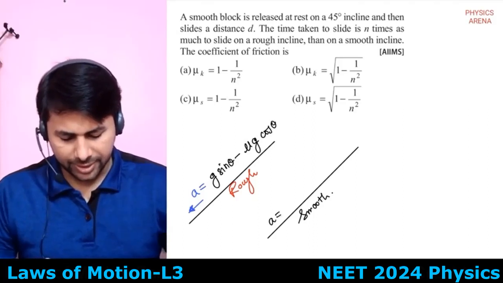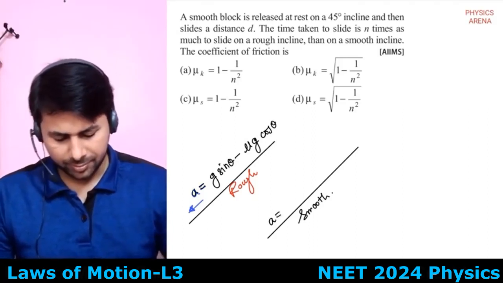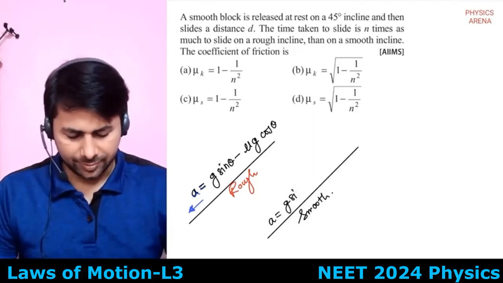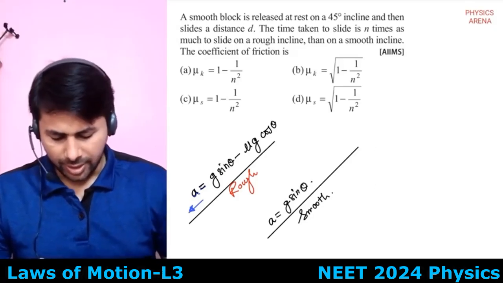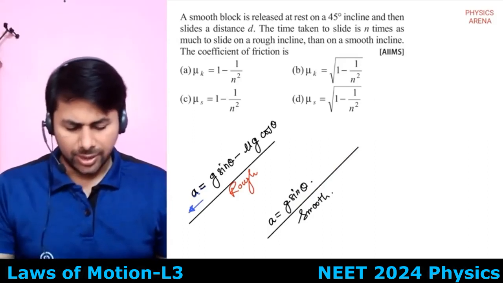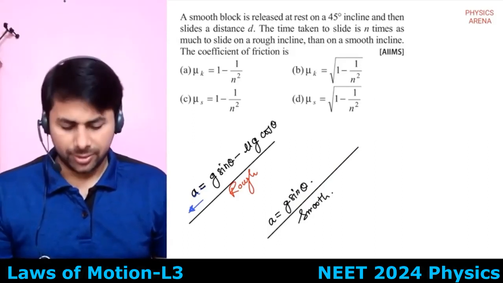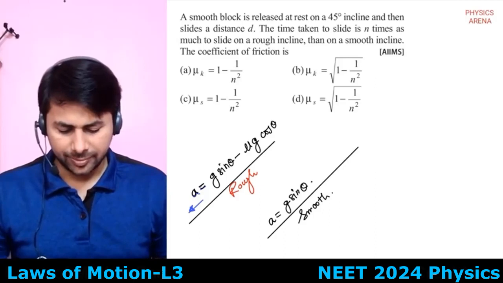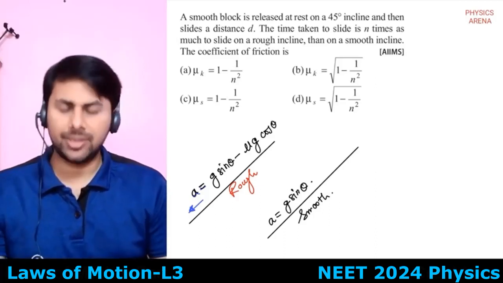And on the smooth one, acceleration is equal to what? g sine theta. So acceleration will be more on the smooth incline, right? So then time taken is different. So how can we compare these two cases? See, they cover the same distance.